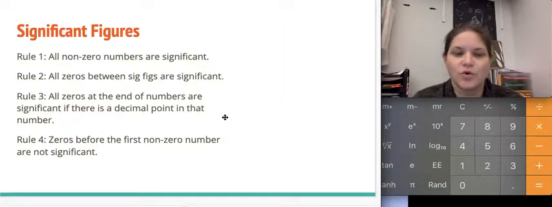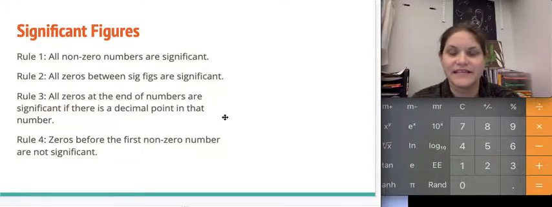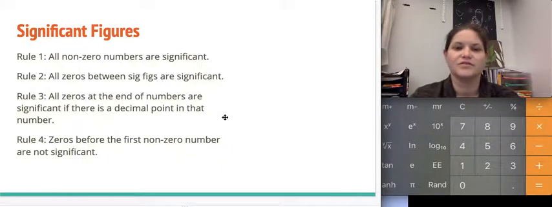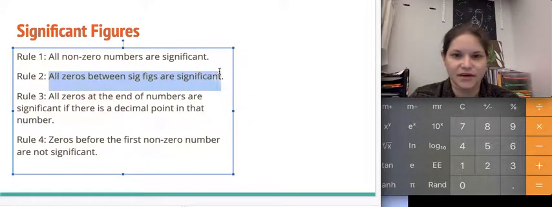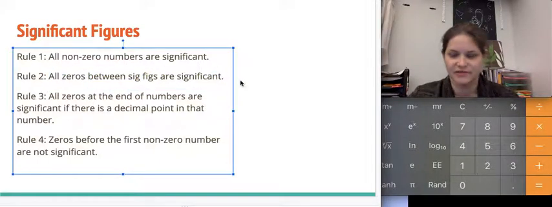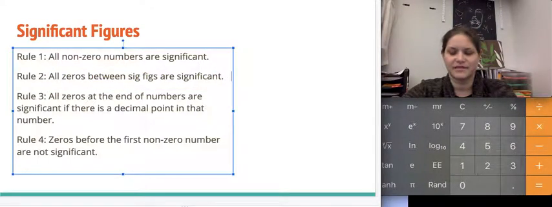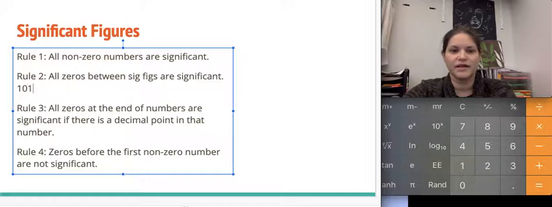This is going to be a quick review of significant figures, and then we'll do some examples of density calculations where we make sure that we have the correct sig figs in our final answers. So remember that all non-zero numbers are significant, so that's numbers 1 through 9. Remember all zeros that are between sig figs are significant, and so that's like if you have 101, the 0 in between there is significant.